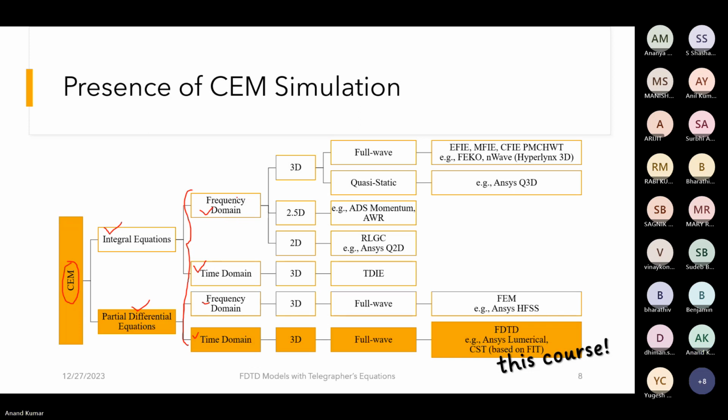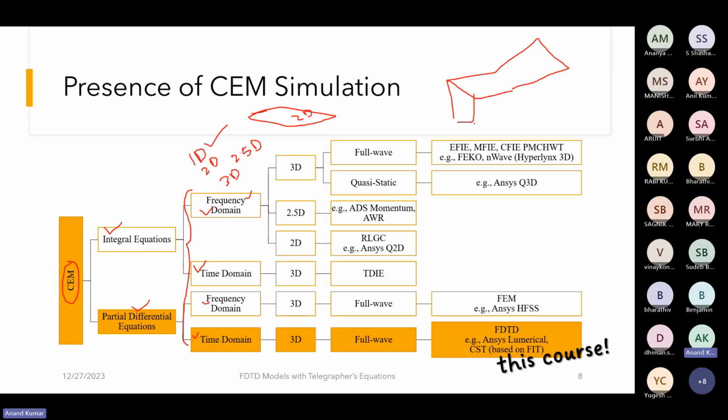Now each of these methods can be done in 1D, 2D, 3D, and sometimes 2.5D. So 1D, 2D, and 3D, you get it. For example, if it's a transmission line problem, it's a 1D problem. If you're trying to solve an electromagnetic problem on a sheet, it's a 2D problem. If you're trying to solve it on a 3D antenna, for example, let's draw a horn over here, so for a horn, this is a 3D problem.